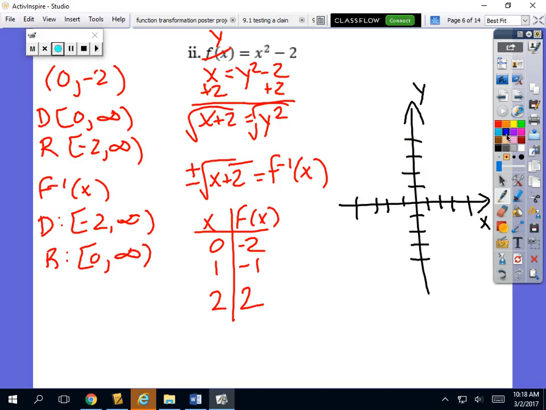So the first graph will be 0, -2, 1, -1, and 2, 2. That's f of x. The inverse will be -2, 0. Just switch your x's and y's. -1, 1, and also 2, 2. And that's f of x, f inverse of x. And then do your line of reflection. y equals x.